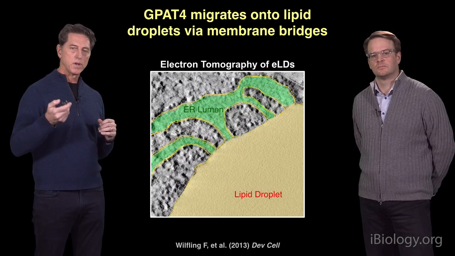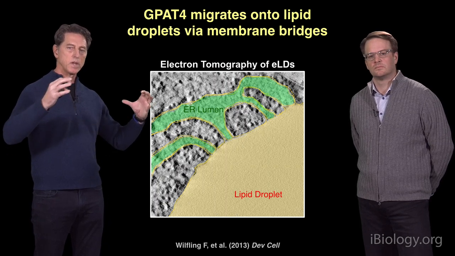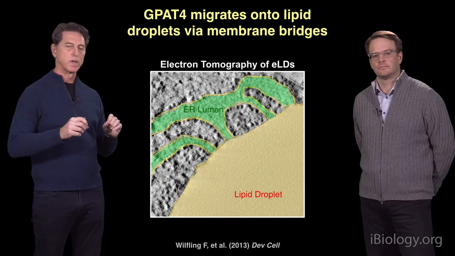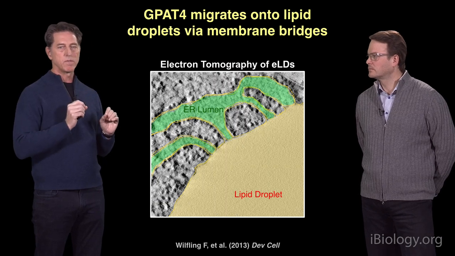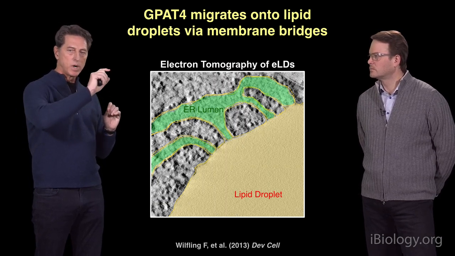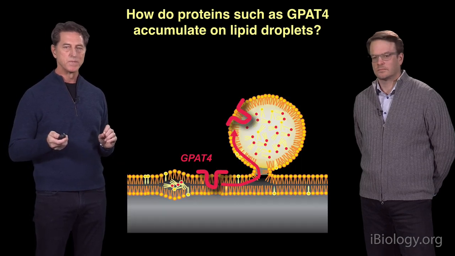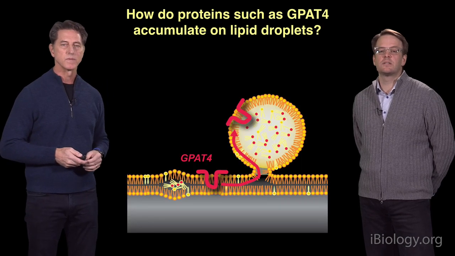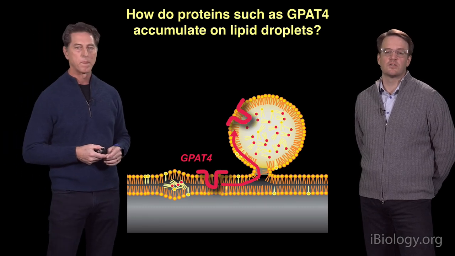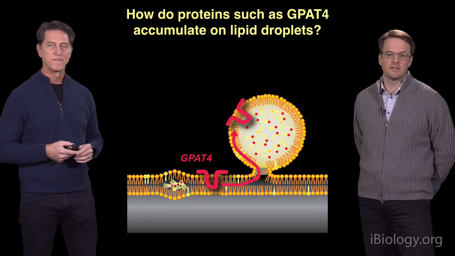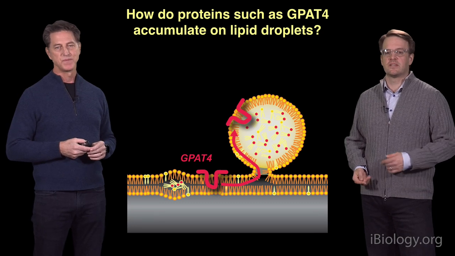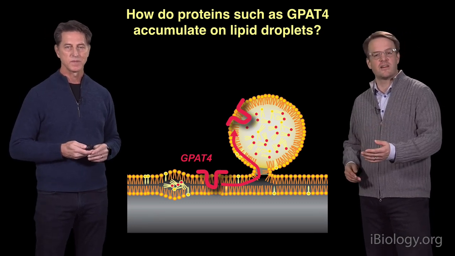This is color-coded here so you can better appreciate the ER having multiple connections where the cytoplasmic leaflet of the ER bilayer is contiguous with the monolayer surface of the lipid droplet. Now, we think that this provides the road for proteins to move from the ER to the lipid droplet. But just because there's a road, it doesn't mean all of you have to go and cross that bridge.